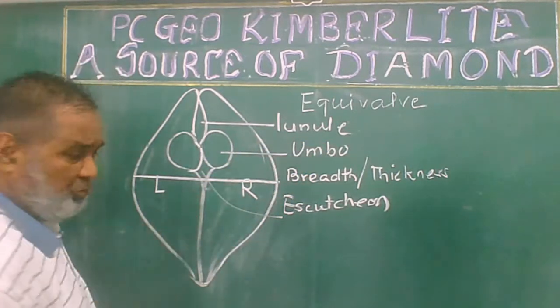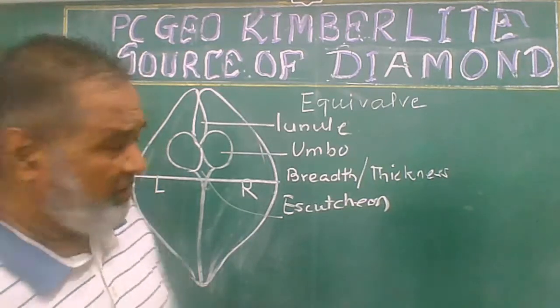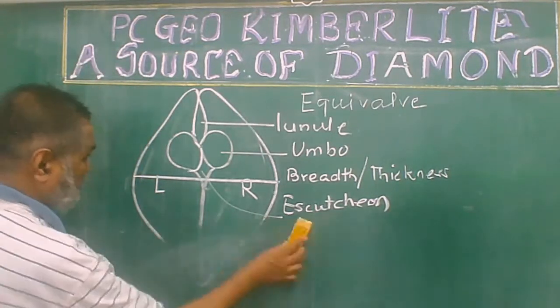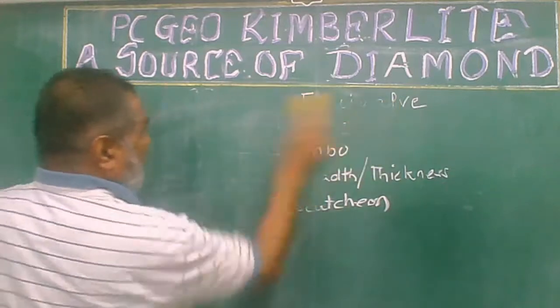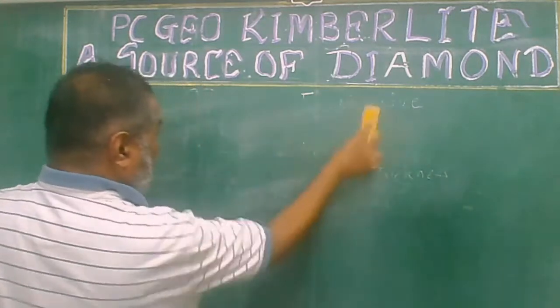And this is the commissural. Yes, this is the plane where the valves join together. This is the commissural. Now we'll go for the next diagram. A single valve we will take now.